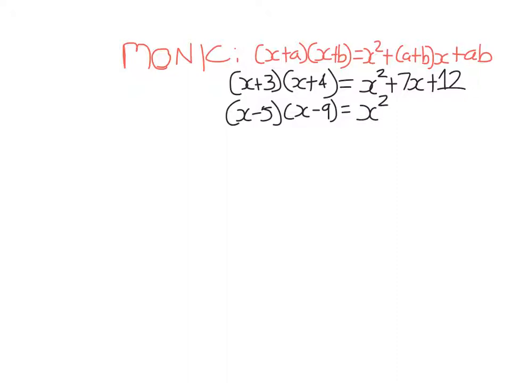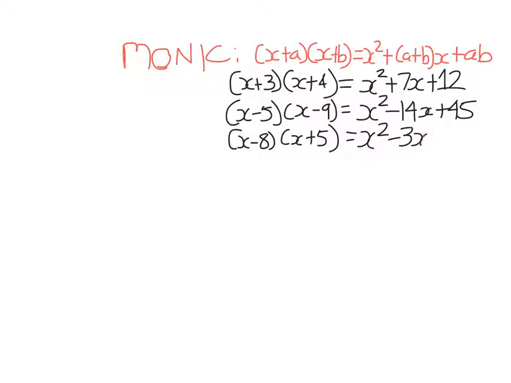Coefficient of x is minus 5 plus minus 9, and the constant term is minus 5 times minus 9, which is positive 45. So x minus 8 times x minus 5: x squared, coefficient of x is minus 8 plus 5, and the constant term is minus 8 times 5, of course, minus 40. So note, this only works if the thing is monic. That means that the coefficient of x is 1 in each bracket.